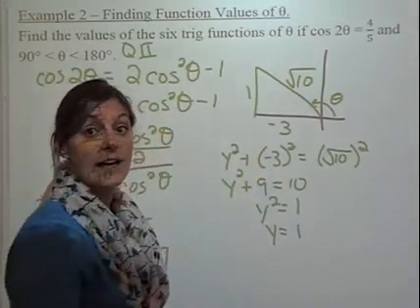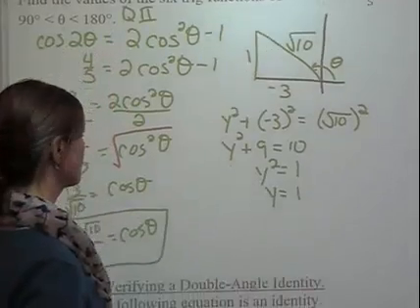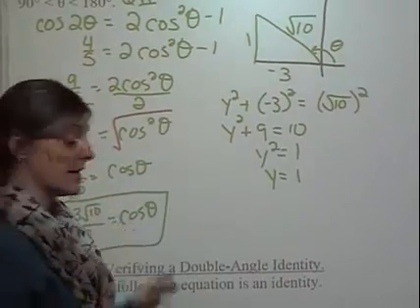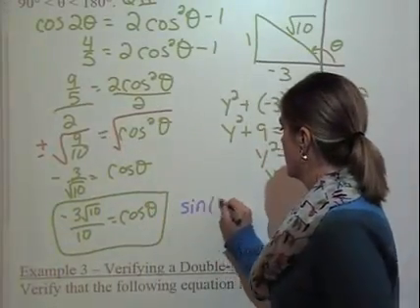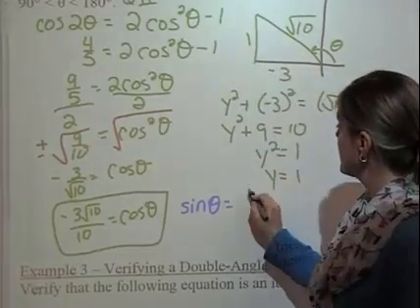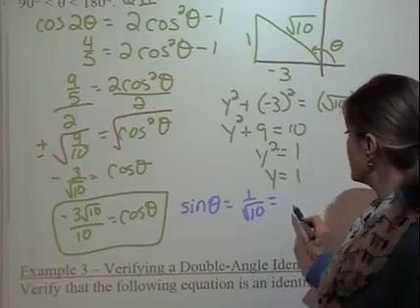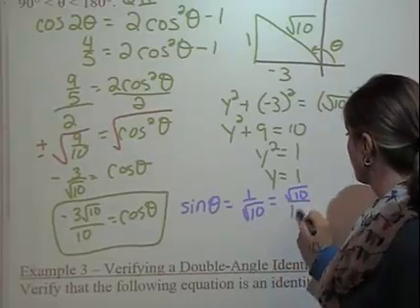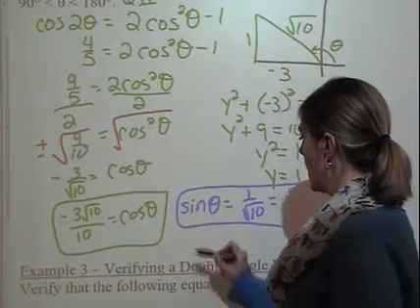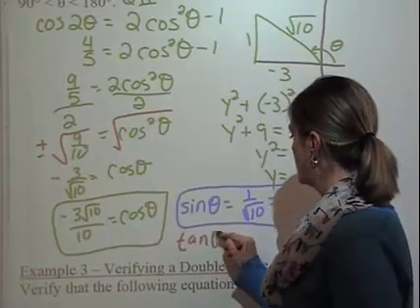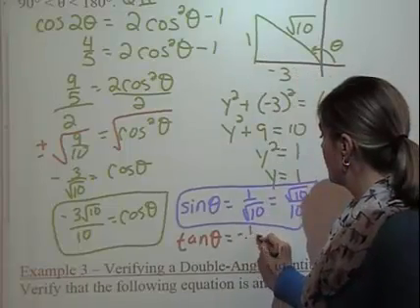So now we can go ahead and look at what all of our function values are. Remember, we already found cosine. Now our sine value of theta is 1 over the square root of 10, and when we rationalize that, we get square root of 10 over 10. So there's the sine value. Our tangent value is going to be y over x, so negative 1/3.